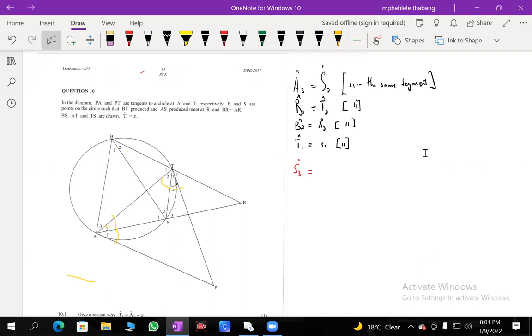Lebogang, angle S3 is equal to which angle? Angle S3 is equal to which angle? B, the sum of angles B1 and B2, right?